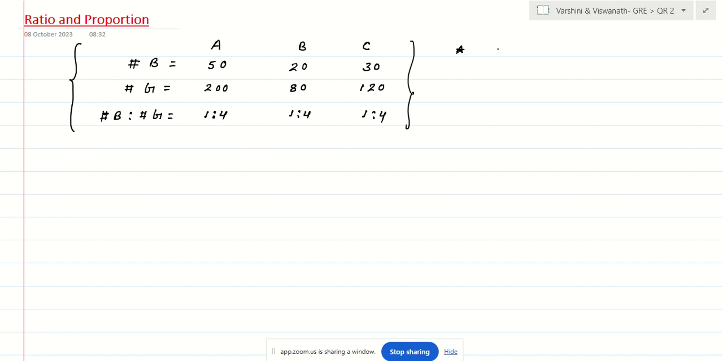The first point is the ratio is not the actual value. Correct, no? I can conclude through this example that ratio is not the actual value. You see, the actual values are different everywhere, isn't it, but the ratios are the same, correct?